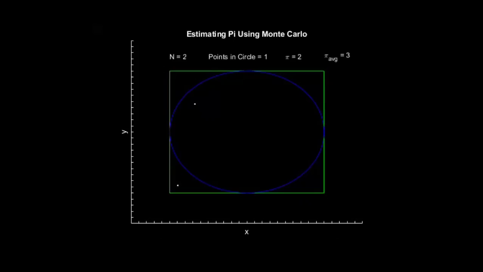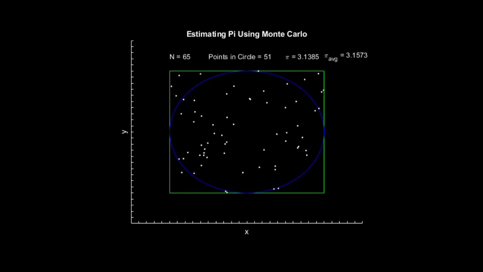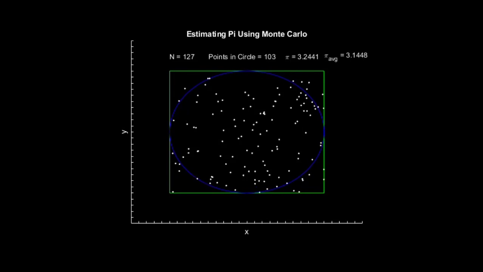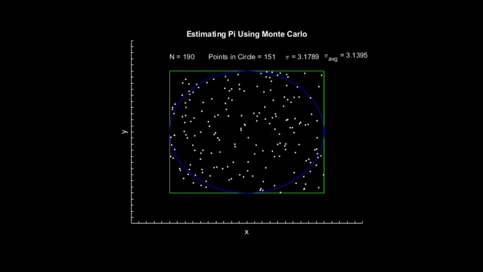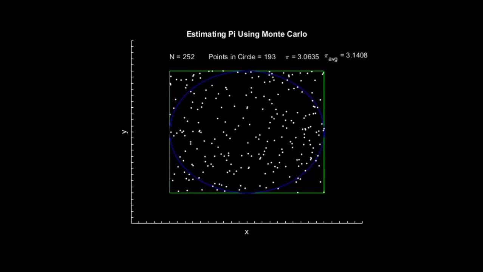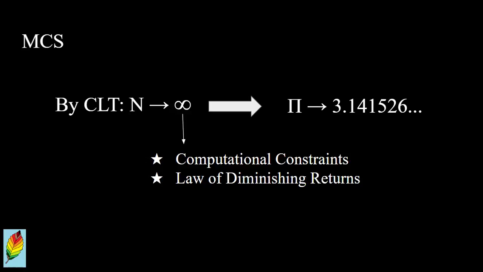As we run the Monte Carlo simulation with an increasing number of points, we still find that even with so many points used, our estimation of pi is still not totally accurate. By the central limit theorem, as the number of points we sample approach infinity, we should get a mean of around the actual value of pi for our solution. But as with computer-aided engineering, we face the law of diminishing returns.